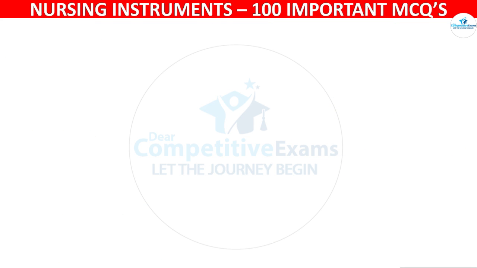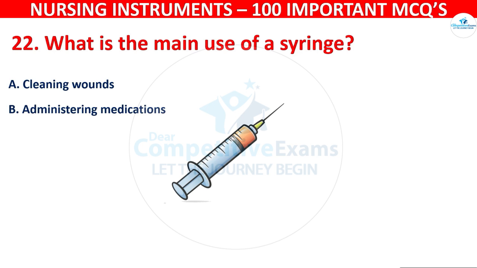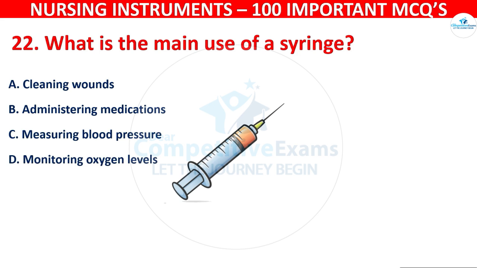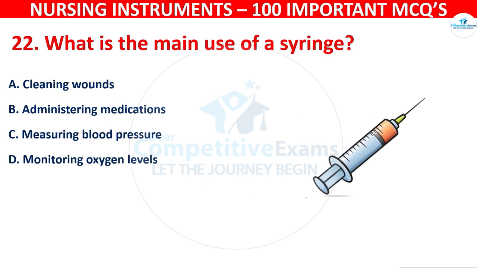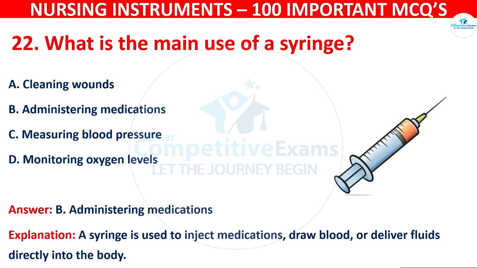Question number 22. What is the main use of a syringe? Your options are cleaning wounds, administering medications, measuring blood pressure, or monitoring oxygen levels. The correct answer is B, that is administering medications. A syringe is used to inject medications, draw blood, or deliver fluids directly into the body.